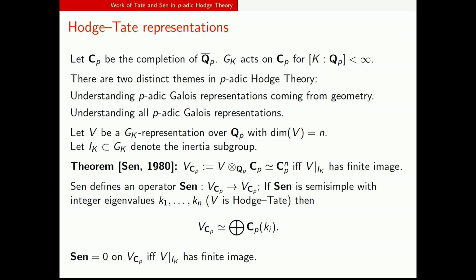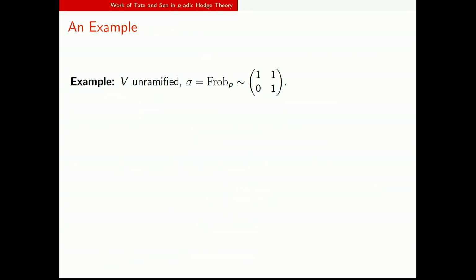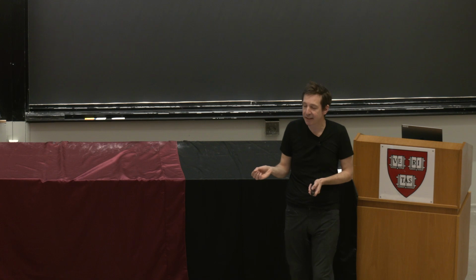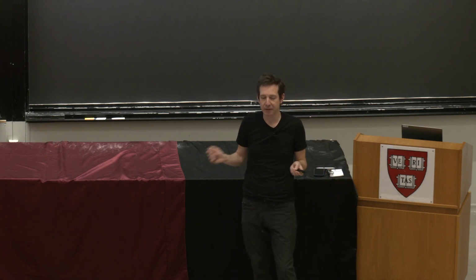So I wanted to do another basic example, because the first time you see C_p, it's hard to understand where it is coming from, and why it is even a natural thing to do. I just wanted to do the following example, which I'm sure even Serre understood beforehand, which is to show what happens for an unramified representation where the image is still infinite. So let's take a two-dimensional representation, and let's suppose Frobenius acts by the following unipotent matrix. It's certainly unramified, so we expect that after we tensor with C_p, it should just be C_p squared.